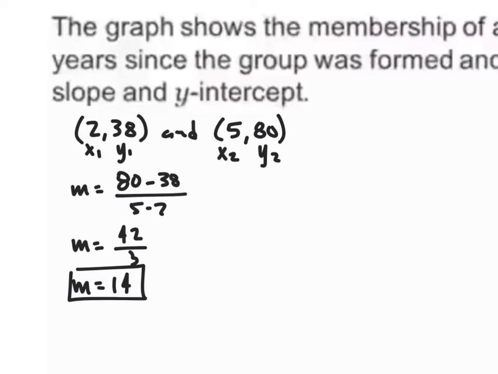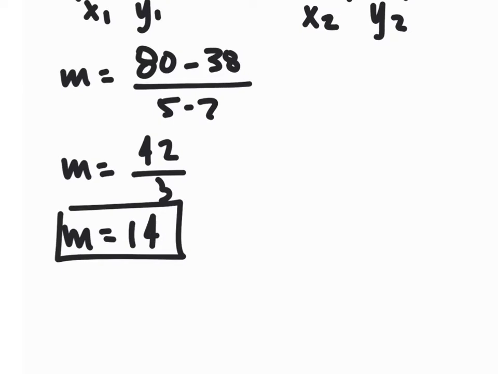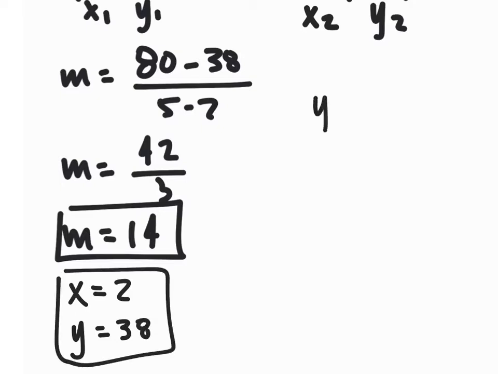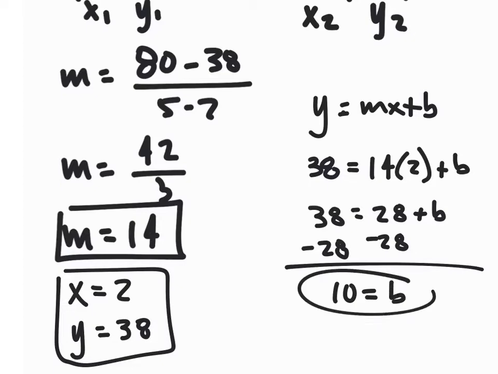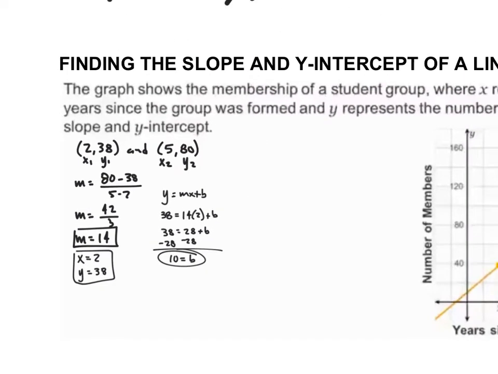And then what we want to do is find our y-intercept. So I'm just going to use this first point here, 2 comma 38. So I'm going to write that x is equal to 2 and that y is equal to 38. I'm going to use y equals mx plus b to write that out. I'm going to get 38 is equal to 14 times 2 plus b. 14 times 2 is 28 plus b, and that's equal to 38. So I'm going to subtract 28 from both sides, and I get that 10 is equal to b. So we can write our equation here as y is equal to 14x plus 10. And that's our equation.